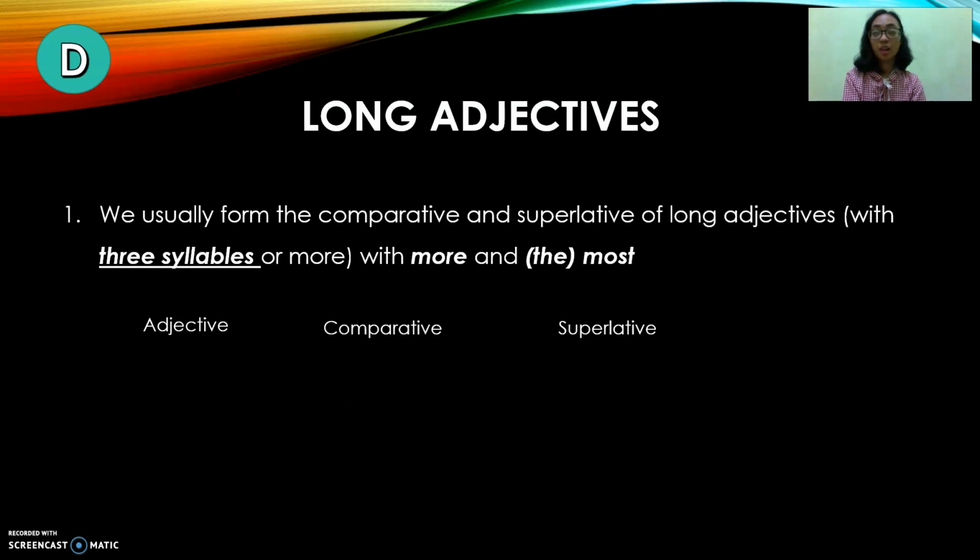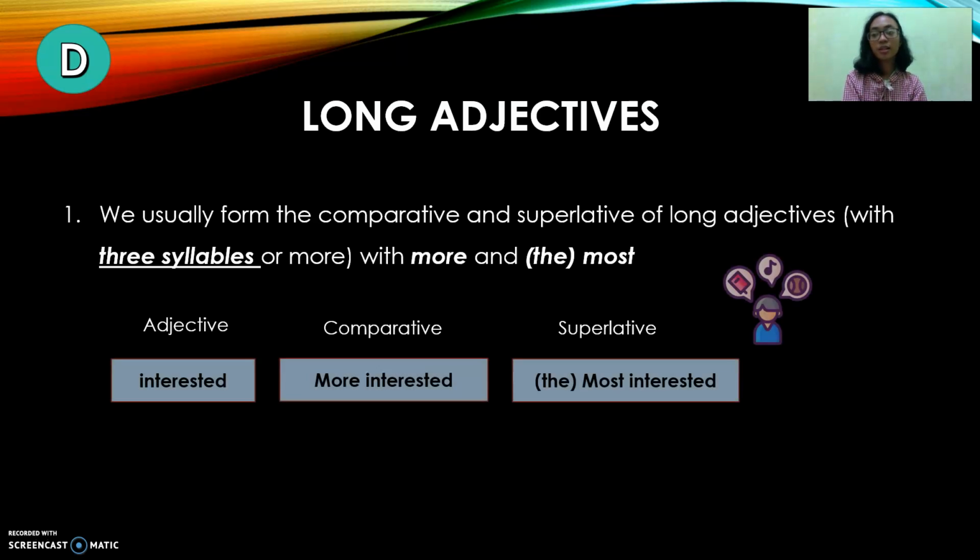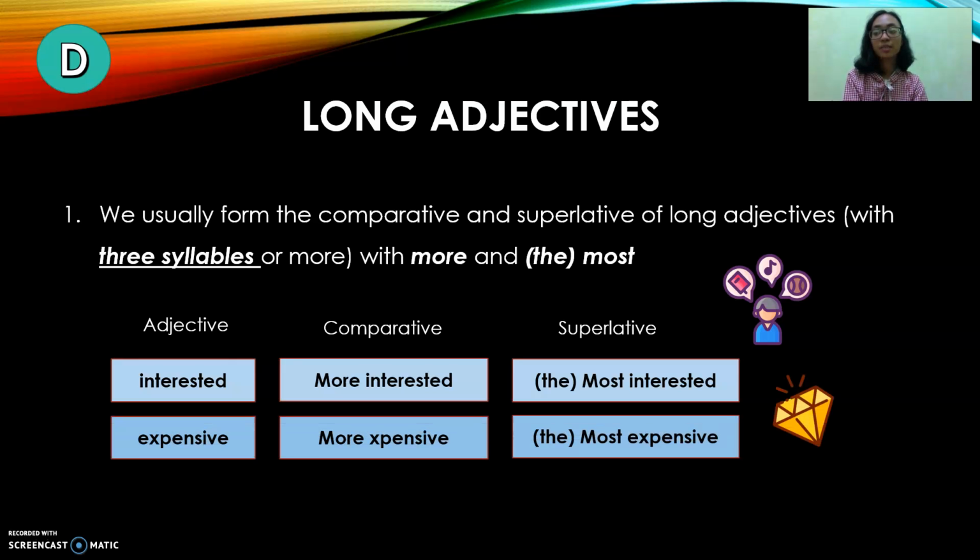Next, long adjectives. We usually form the comparative and superlative of long adjectives with three syllables or more, with more and the most. For the example, interested, the comparative is more interested, the superlative is the most interested. Expensive, more expensive, the most expensive.